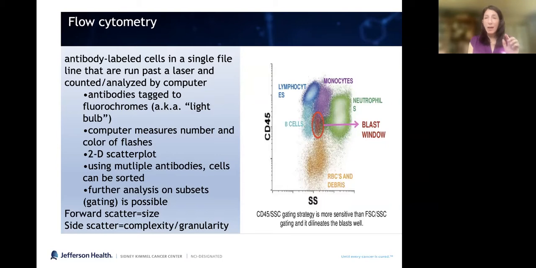So based on what kinds of proteins we make glow, we can tell you if they're lymphocytes or monocytes. We can tell you if they're leukemic cells. We can tell you if they're red cells or debris. We can kind of sort of get rid of those cells. And then we can take out just those cells that we're interested in, just the leukemic cells.